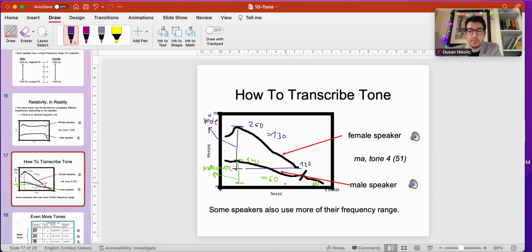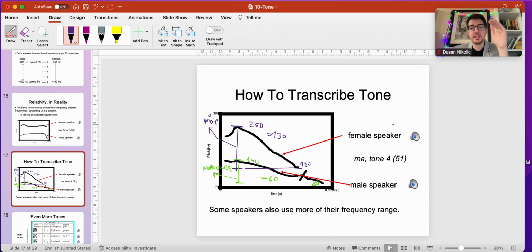And these numbers are just my guesses, but you can definitely see that there is a difference. All right, some speakers also use more of their frequency range. We established that with a female speaker, and that's what you need to do to check out the frequency range of a person.